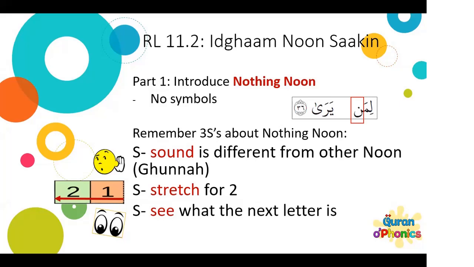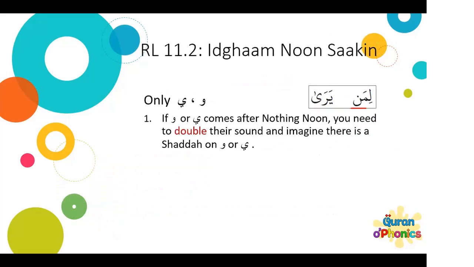So it's very important for the child to understand this: first of all, observe and notice whenever you're reading if you come across nothing noon. When you come across nothing noon, stop, become alert, and remember that the sound of nothing noon is different. It's stretched for 2, and you have to see what the next letter is. 3 S's: sound, stretch, and see. Whenever you come across nothing noon. So we've alerted them to nothing noon. We've made them observe and notice that you have to look out for nothing noon.